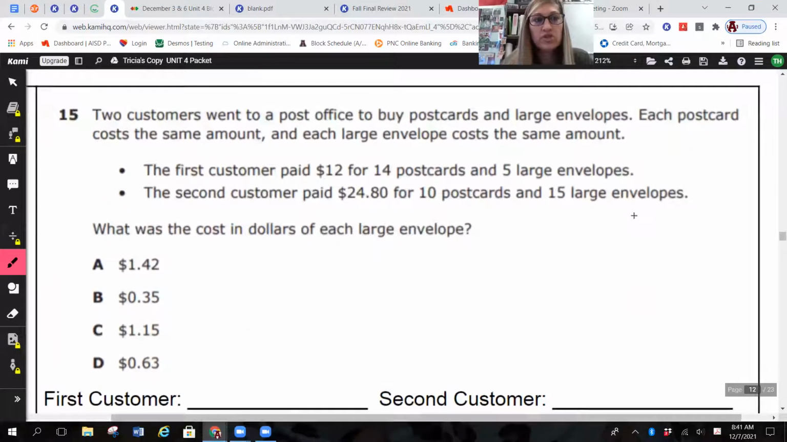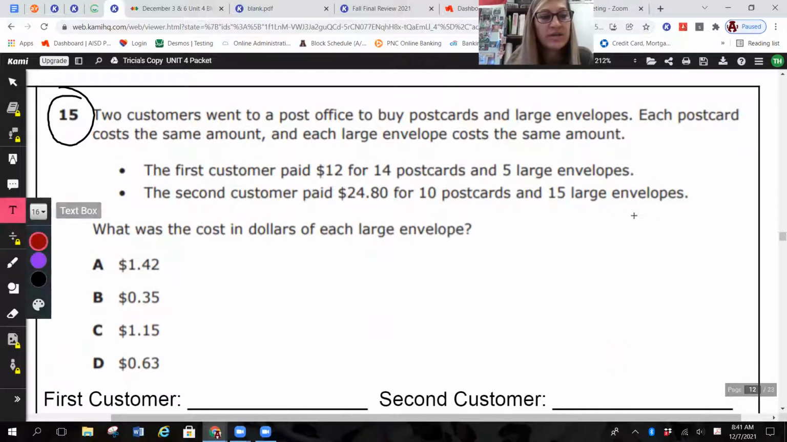Okay, here we go. 2 customers went to a post office to buy a postcard and large envelopes. Each postcard cost the same amount. That's important. Each postcard I'm buying costs the same amount. Each large envelope costs the same amount. Cool. The first customer paid $12 for 14 postcards and 5 large envelopes. The second customer paid $24.80 for 10 postcards and 15 large envelopes.